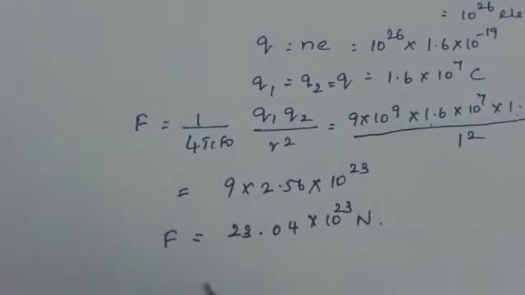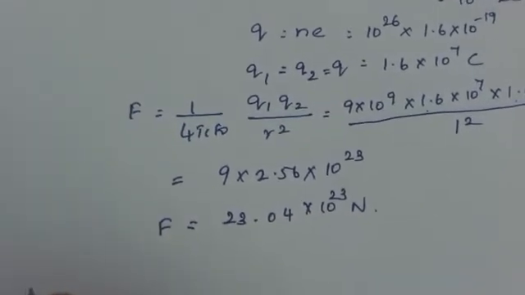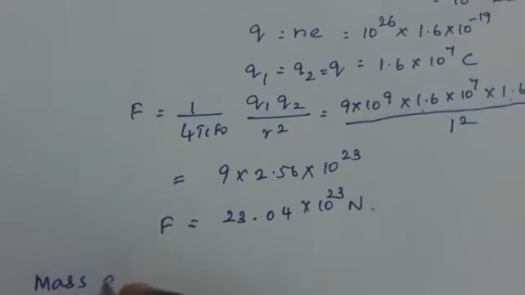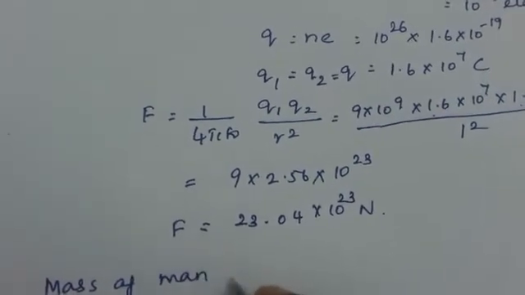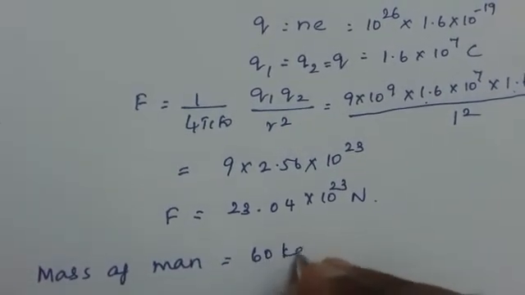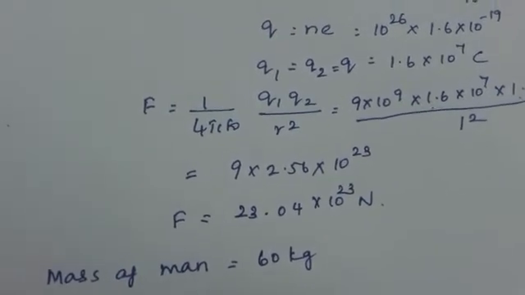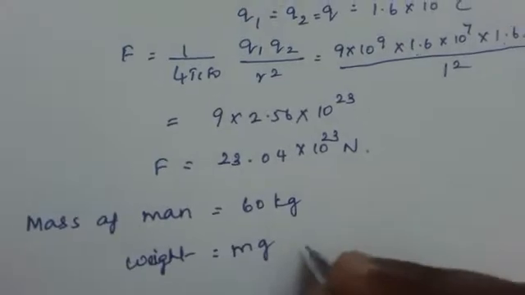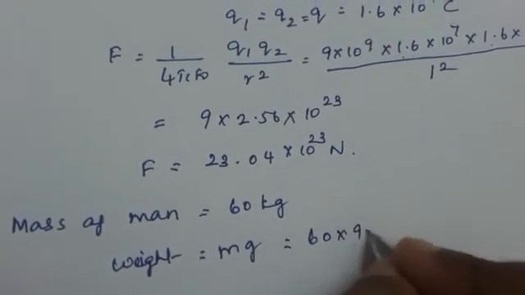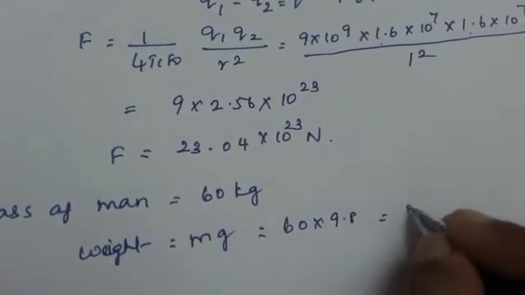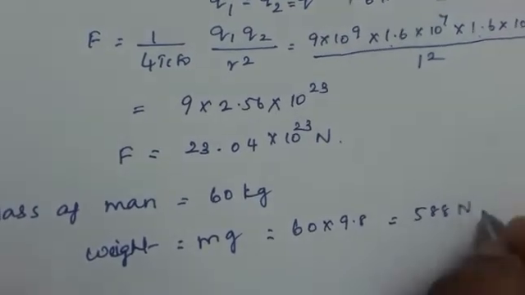Now you have to find the weight. For finding the weight, the mass of the man is given: 60 kg. Weight is equal to mg, so 60 into 9.8. If you multiply, you will get 588 Newton.